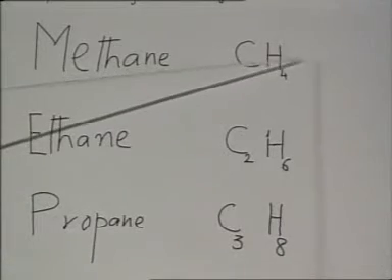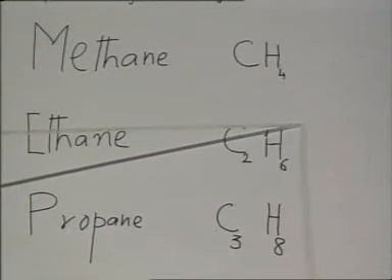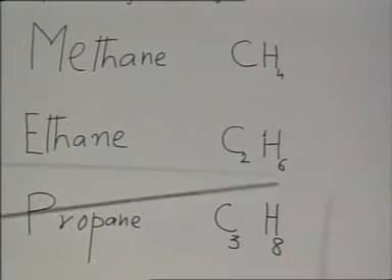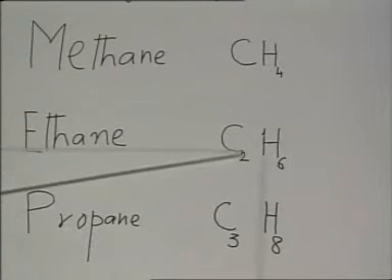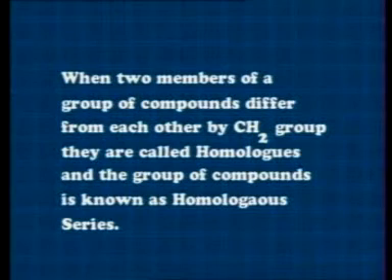If we take the difference of these two, it comes CH2. When we take the difference of these two compounds, it is also CH2. When two members of a group of compounds differ from each other by CH2, they are called homologs, and the group of compounds is known as a homologous series.